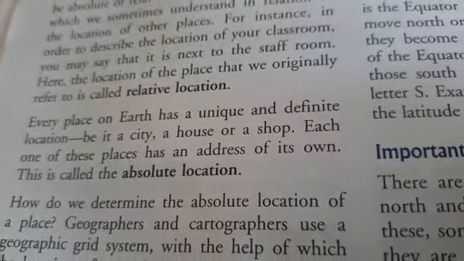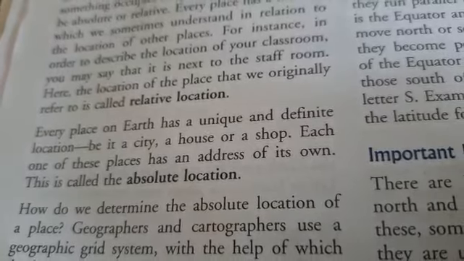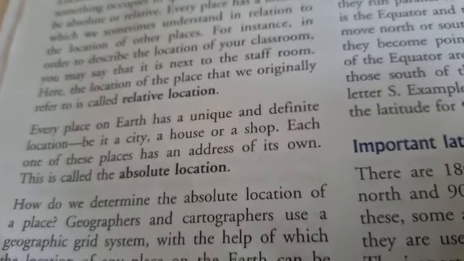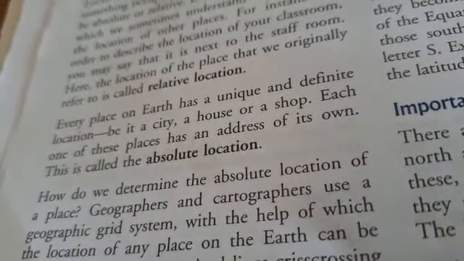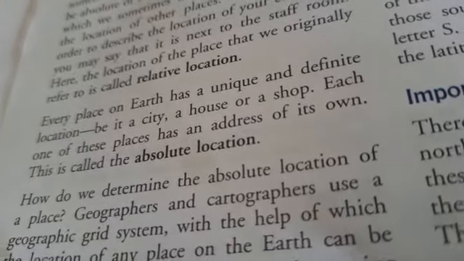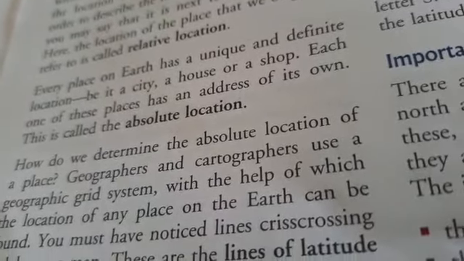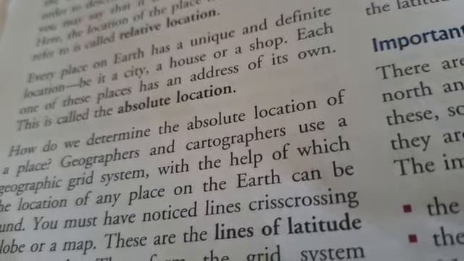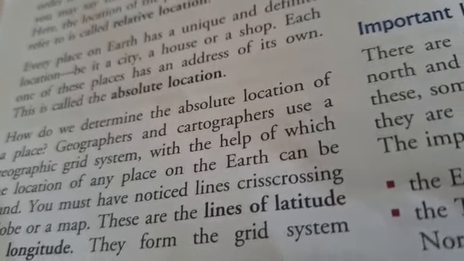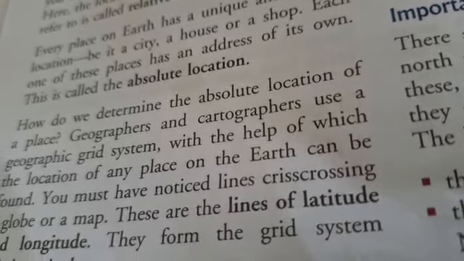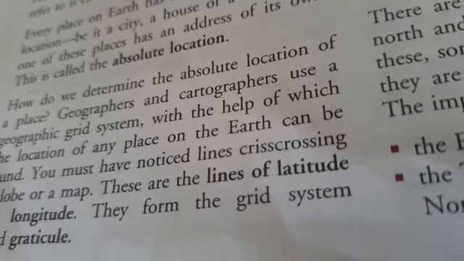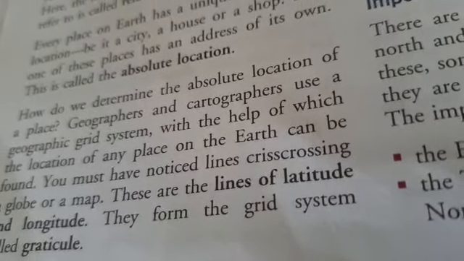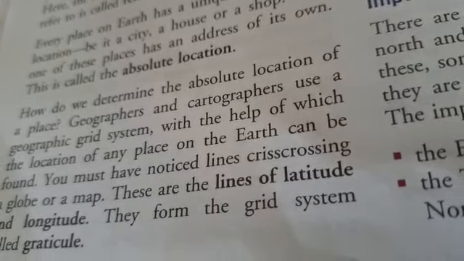Next, absolute location. Every place on earth has a unique and definite location, be it a city, a house, or a shop. Each one of these places has an address of its own. This is called the absolute location. How do we determine the absolute location of a place? Geographers and cartographers use a geographic grid system with the help of which the location of any place can be found.